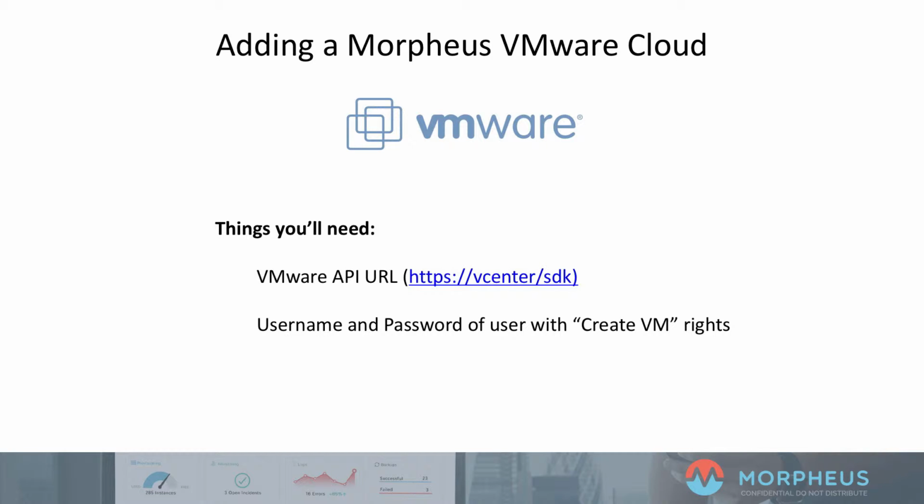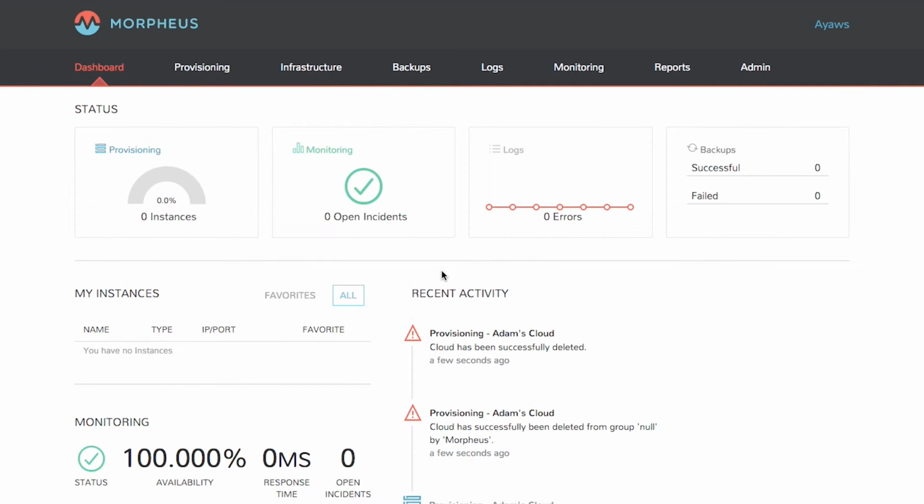First, you'll need the API URL. That's typically something like https://, the name or IP of the vCenter server, /SDK. Then you'll need a username and password with permission to deploy VMs. Once you've got that, it's time to add the cloud.